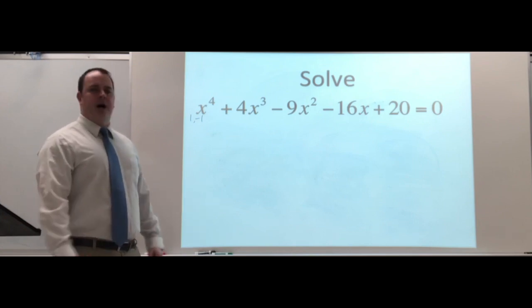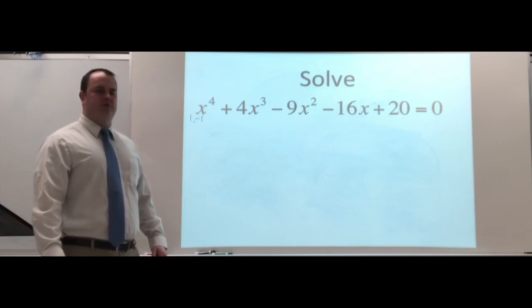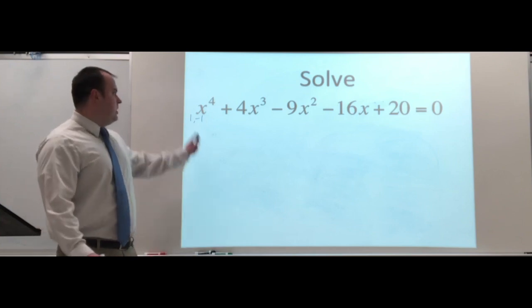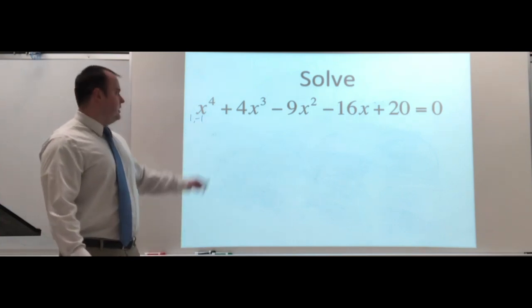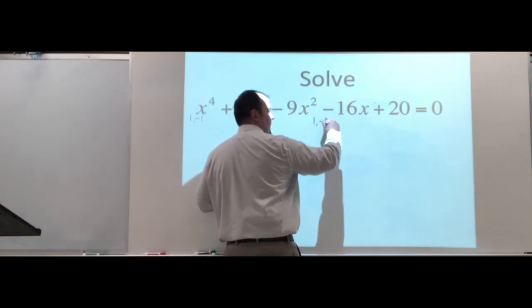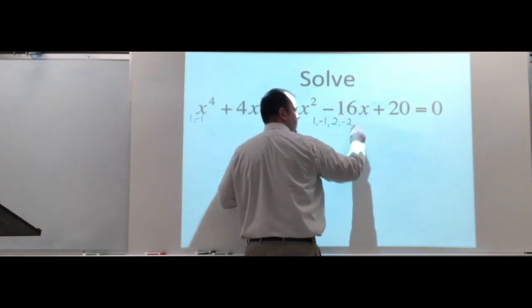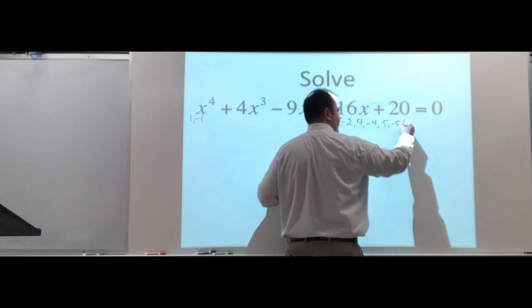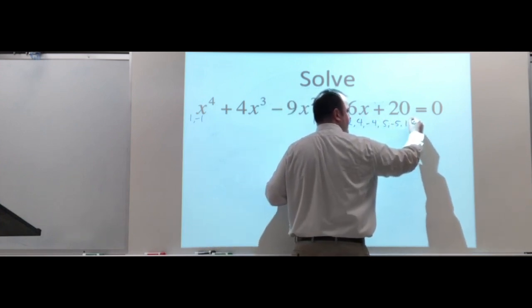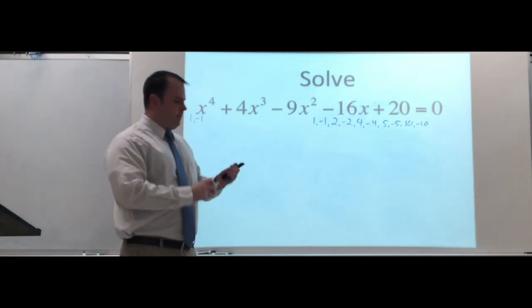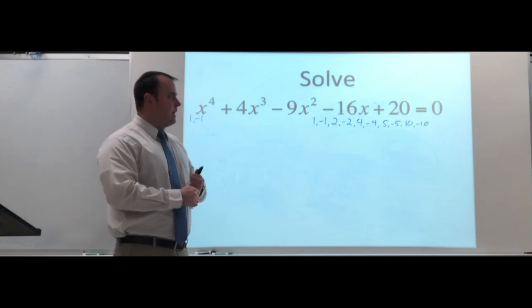Okay, so I'm going to list the possible rational solutions, and use my calculator to find one so that I can break it down. We know 1 and negative 1 are the leading coefficient factors. Over here we're going to have 1, negative 1, 2, negative 2, 4, negative 4, 5, negative 5, 10, negative 10. Is that all of them there? That's all of our factors for 20 then.